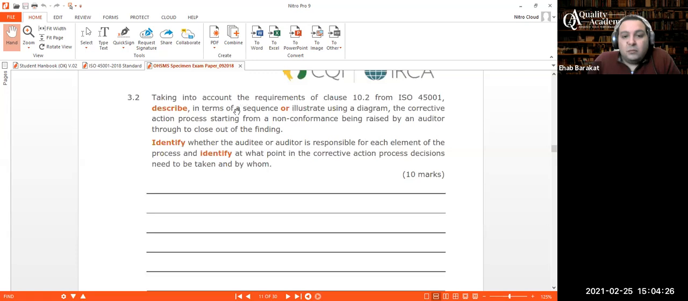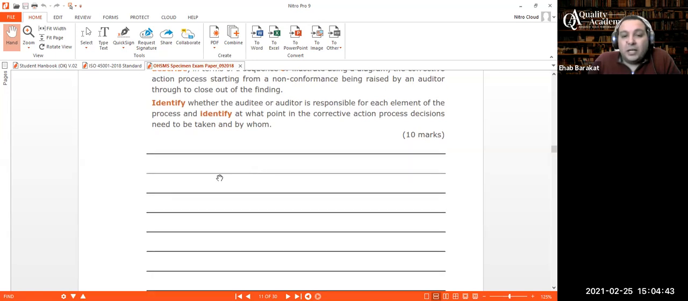This question, taking into account clause 10.2, asks you to describe in terms, a sequence, or illustrate using a diagram the corrective action process, starting from the non-conformity raised by the auditor until closing out the non-conformity. So they need you only here to make a chart like that.